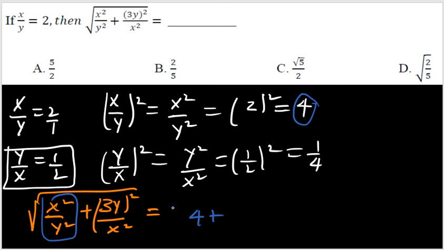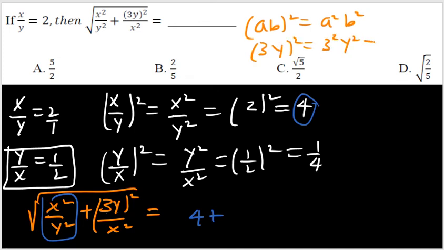here 3y, the whole square, means, remember the rule which says ab, the whole square, is the same as a square b square. So 3y, the whole square, can be written 3 square times y square, which is 9y square.